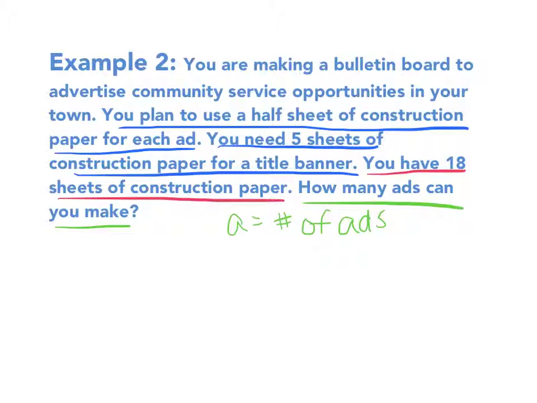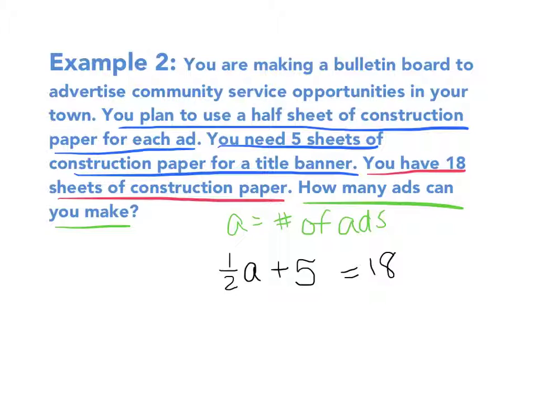So the total sheets of construction paper that we have are 18. So everything is going to equal 18. Well, how many ads do we have now? Well, we have half a sheet for each ad, and then we need 5 of those sheets to go into the title banner. So those are set off to the side. We can't use those 5. So now we have our equation that we built.